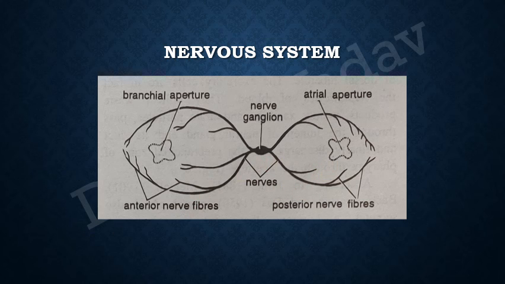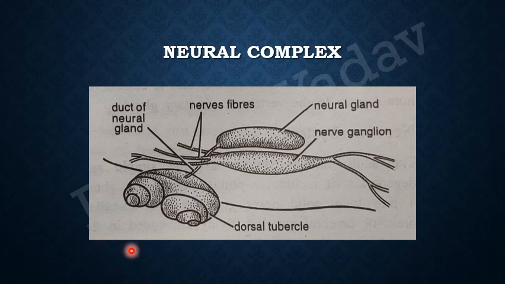So this finishes the nervous system, and let's move to the next topic. This is not a system, it is a kind of structure formed jointly of 3 structures, and this is known as the neural complex. Here you can see the 3 structures: neural gland, nerve ganglion, and dorsal tubercle. All these 3 structures referred to as a single unit are called the neural complex.